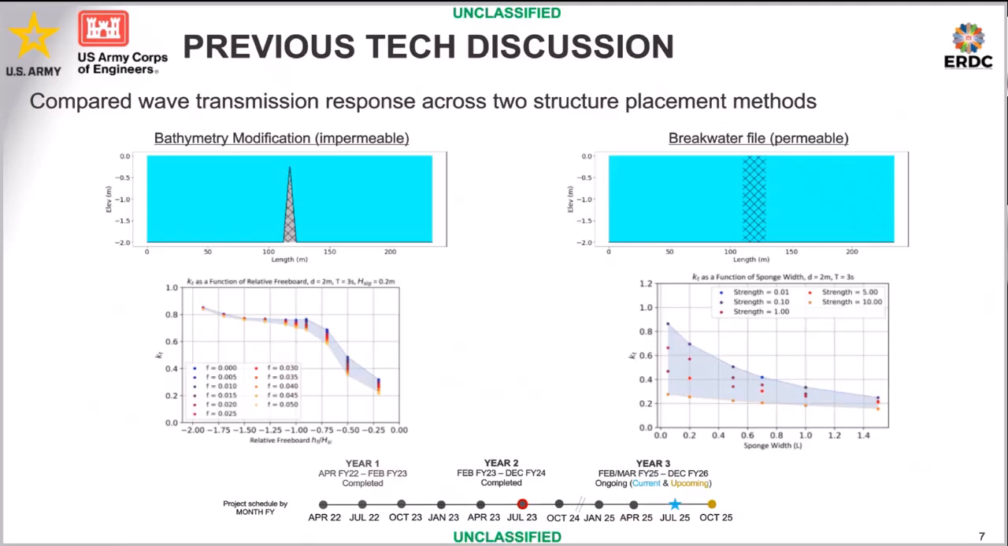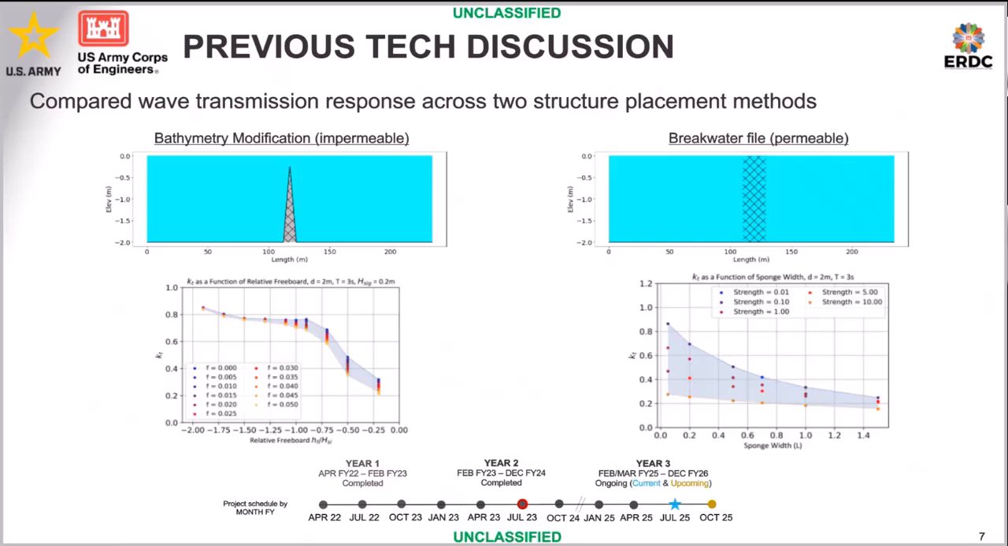And we ran that for a bunch of different structure heights. So freeboard, relative freeboard with respect to the incident wave height, for different friction. That's on the left-hand side for that bathymetry modification. And then on the right-hand side, we started playing with the two parameters that you can adjust to specify that breakwater file.